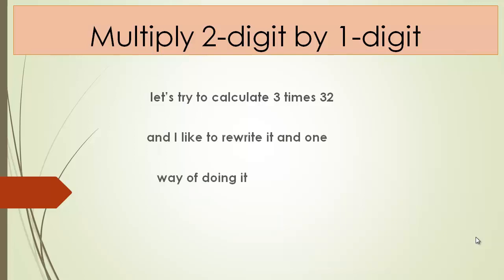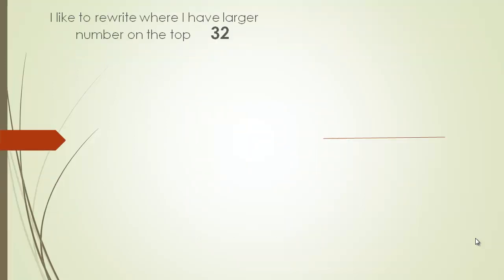I like to write it this way. You can write multiplication sentences like this, 3 times 32, but I like to write the larger number on the top. What is the larger number, 32 or 3? Yes, 32. Write 32 on the top.